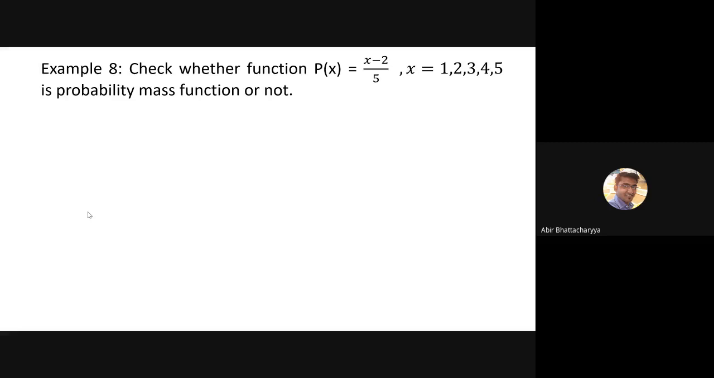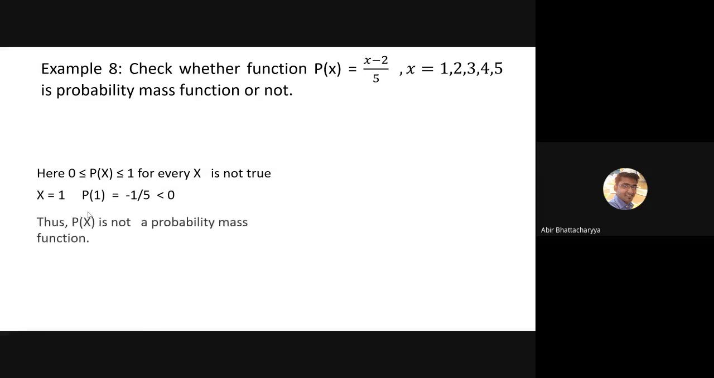Yes, Kusant, you're right. If you observe, the first value is minus 1 by 5, which is less than 0, which is not possible. So it's not a probability mass function. We don't need to check the other values as well. So just plug in x equals 1. We'll get probability of 1 equals minus 1 by 5, which is not possible. Probability value cannot be negative, right? That's why.